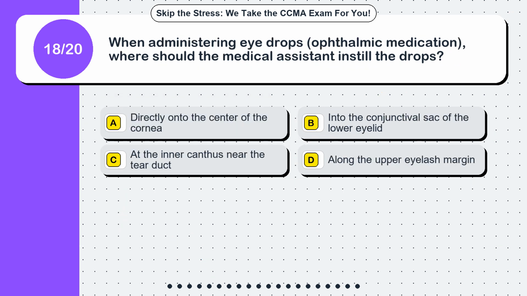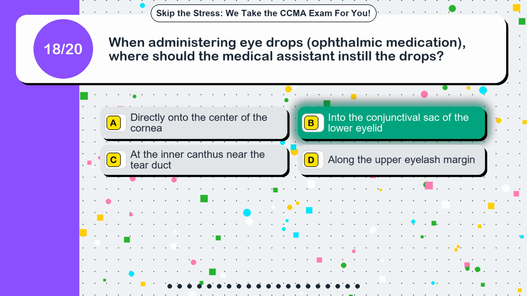Question 18. When administering eye drops, ophthalmic medication, where should the medical assistant instill the drops? Option A. Directly onto the center of the cornea. Option B. Into the conjunctival sac of the lower eyelid. Option C. At the inner canthus near the tear duct. Option D. Along the upper eyelash margin. The correct answer is option B.